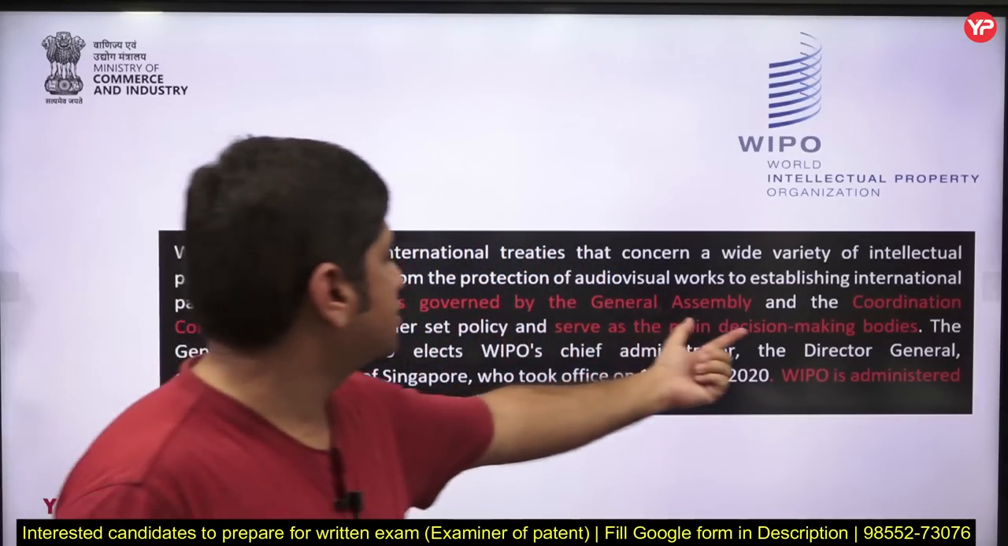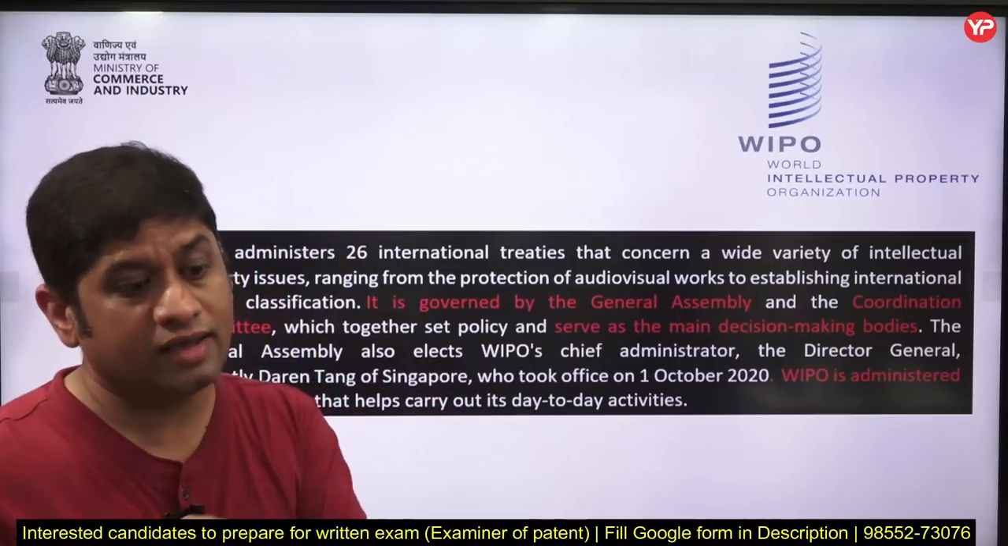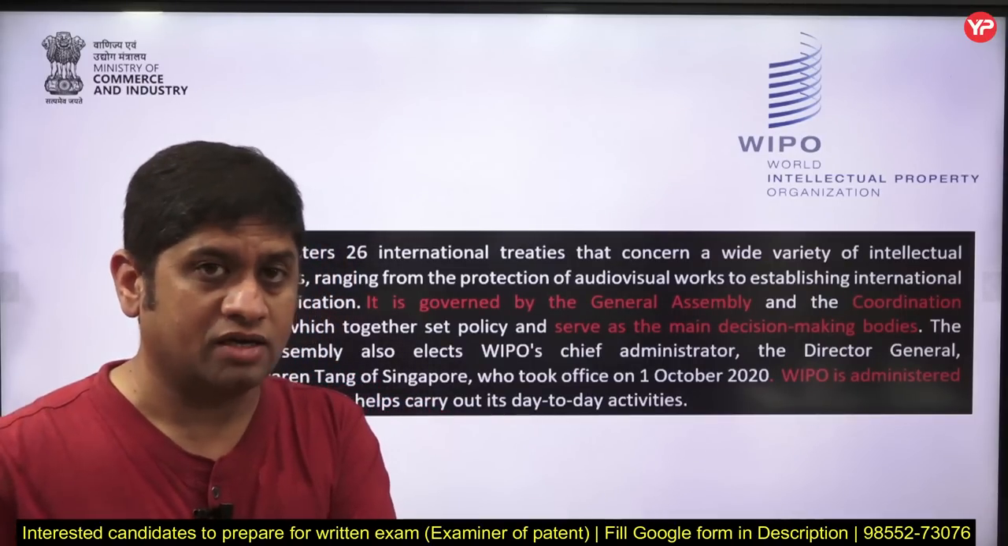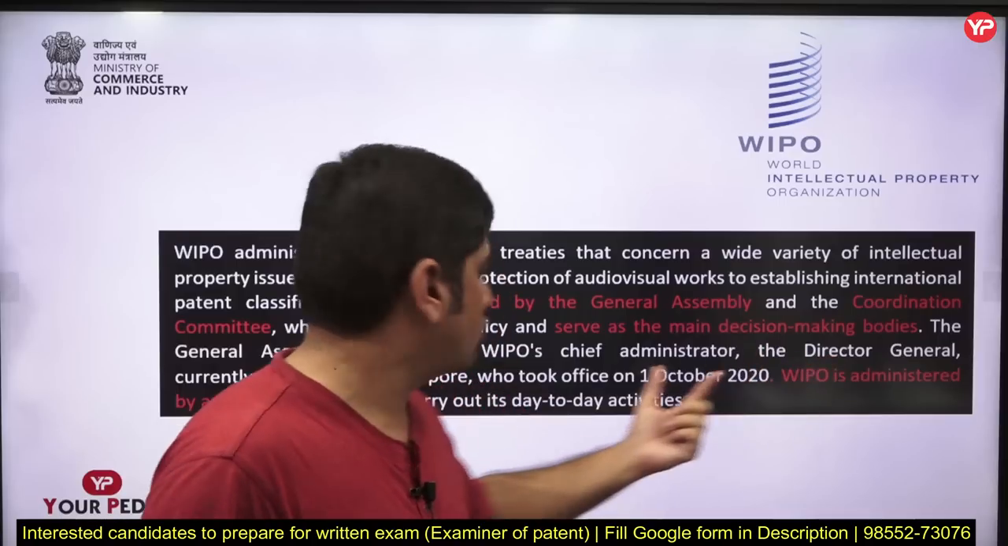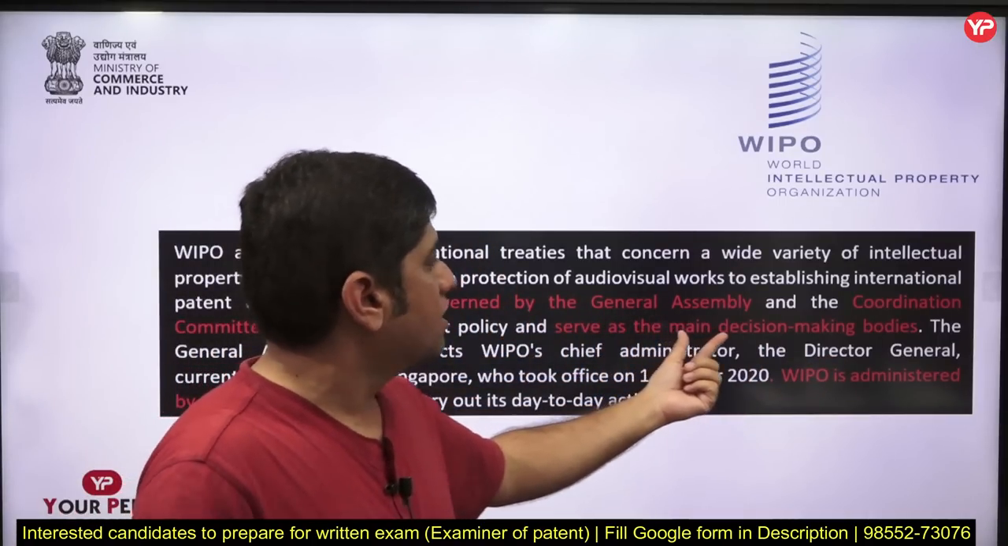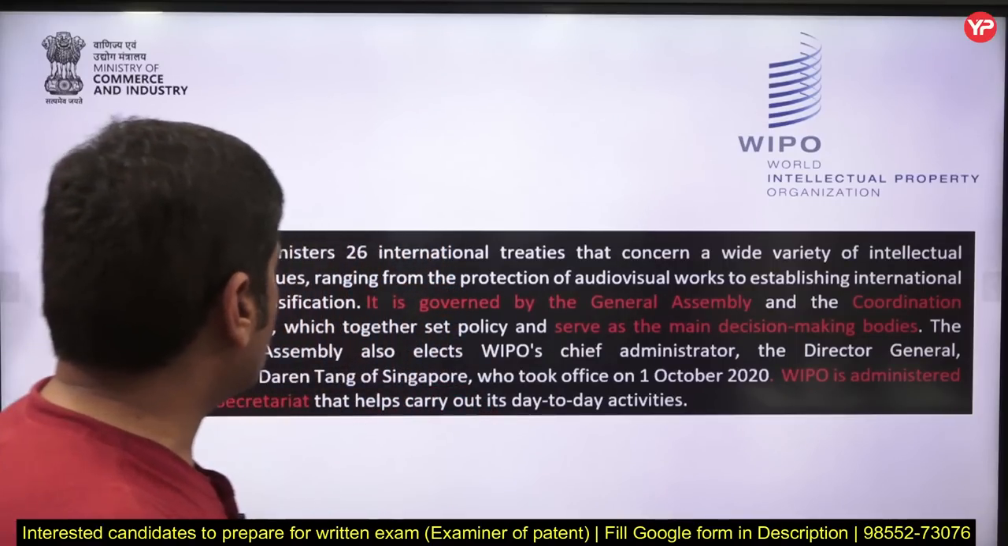And a Coordination Committee. So suppose a question comes in the exam: WIPO works in accordance with what? The two things you need to remember are the General Assembly and the Coordination Committee. These are the two decision-making bodies. In the United Nations, who is there? The General Assembly and the United Nations Security Council. Maybe you know that. So this is how it all goes.